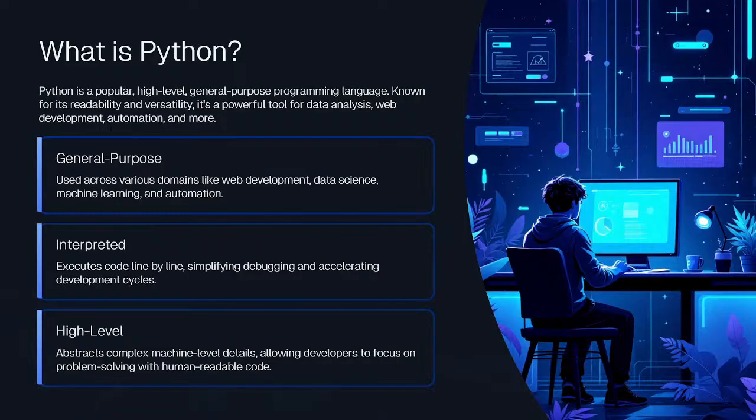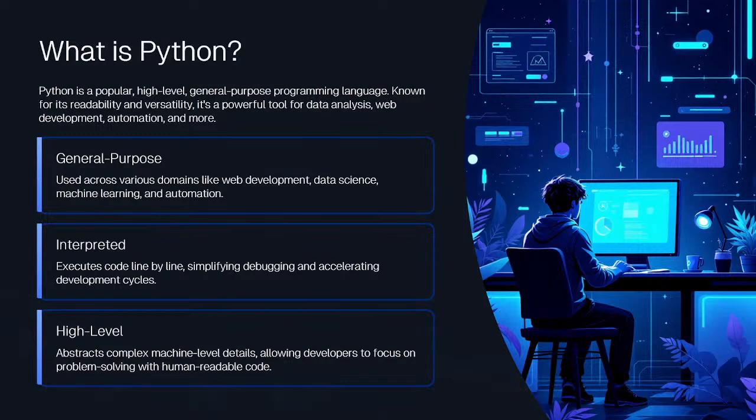Okay, so today we'll be learning about Python. Let's start with what exactly Python is. Python is basically a programming language, a high level general purpose programming language. Now, what does it mean? General purpose, as in we can use it for anything: web development, AI, machine learning, automation, data analysis, data science. For anything, we can use Python.